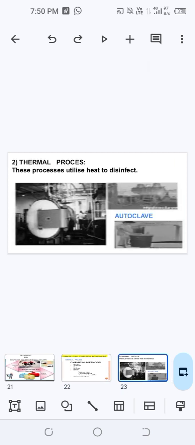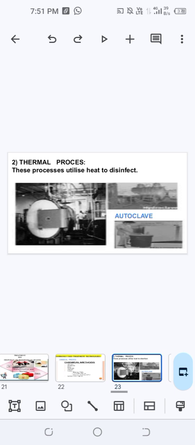Secondly, the thermal process. The thermal process is the way in which the waste particles are disinfected by means of heating. One of the most common examples is the autoclave. You all have heard about the autoclave. It is a moist heat method through which the waste is disinfected. Generally, a temperature of 121 degrees Celsius is used for 15 to 20 minutes at a pressure of 15 pounds. So this is the method of disinfecting the waste before the final treatment.